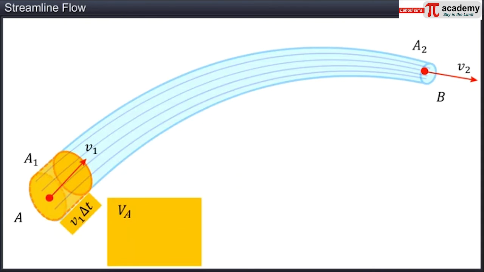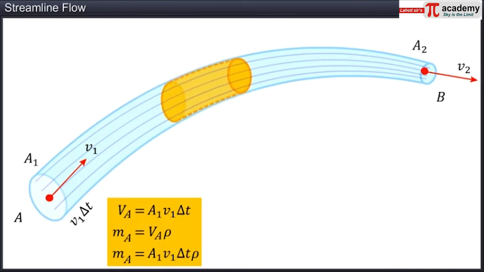The volume of the fluid going into the tube through the cross-section at A is A1 V1 delta T. If ρ is the density of the fluid, the mass of the fluid, MA, entering the tube at A in time delta T, is A1 V1 delta T ρ.